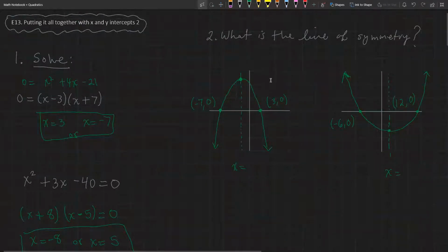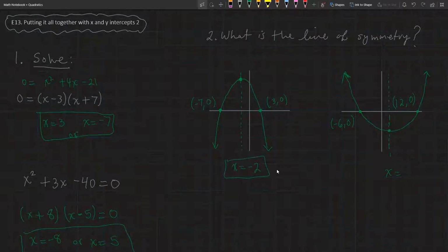Another thing we will be working on in this video and the next one is quickly finding the line of symmetry. Suppose we have x-intercepts of negative 7 and 3. Where's the line of symmetry? We know it's right at the middle, at the midpoint. It's the midpoint between negative 7 and 3, and we know how to find that quickly. Take the average. Negative 7 plus 3 is negative 4, divided by 2, we get x equals negative 2.